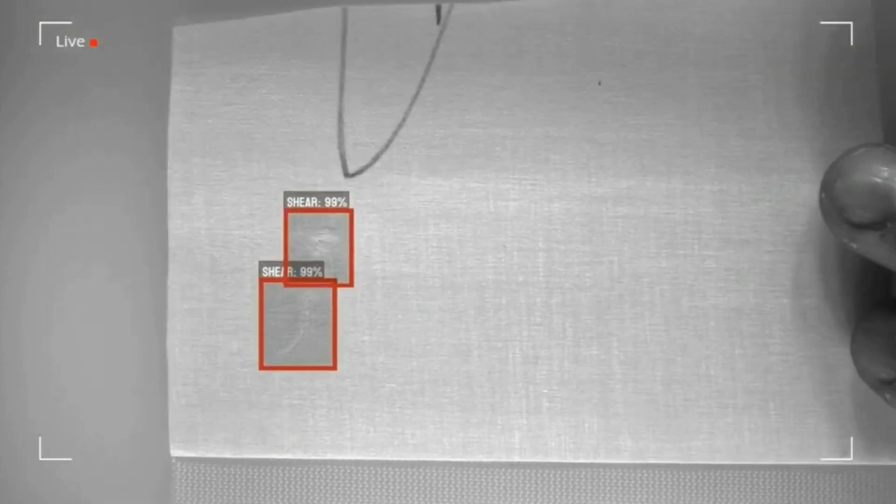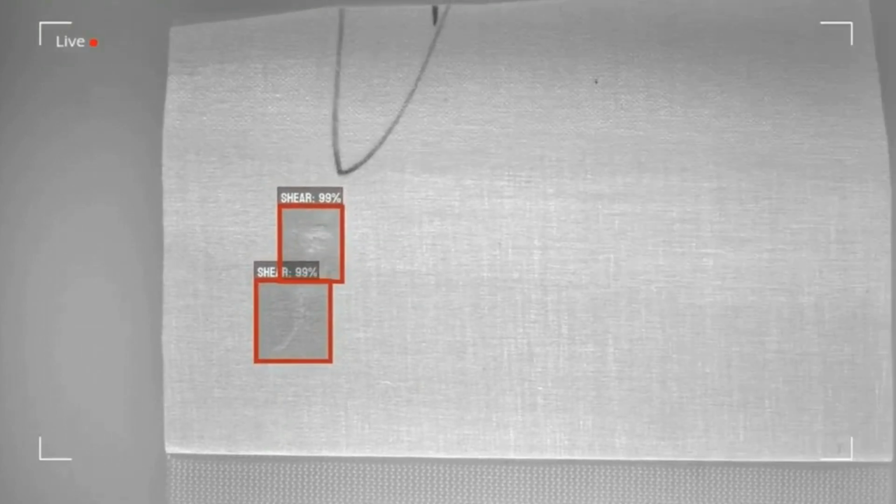Some of the defects you'll see are introduced intentionally for demonstration, while others are inherent in the fabric due to manufacturing processes. We'll be creating some of these defects by hand to illustrate what they might look like in real life. First up, let's talk about shearing.